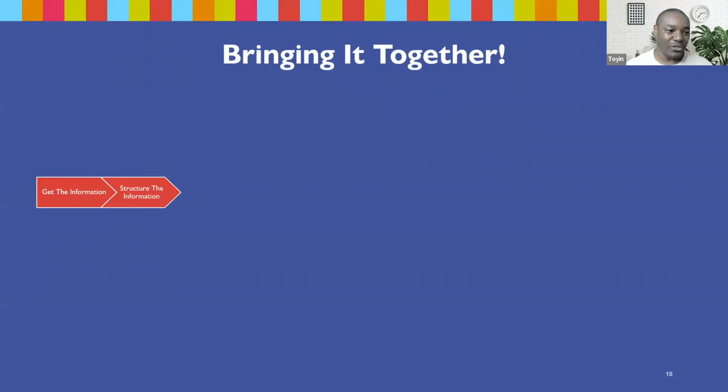And then the next step we talked about was for you to be able to structure your information. So when you get the information from people, you want to be able to put it in a way that helps you, the BA, to be able to make sense of it.